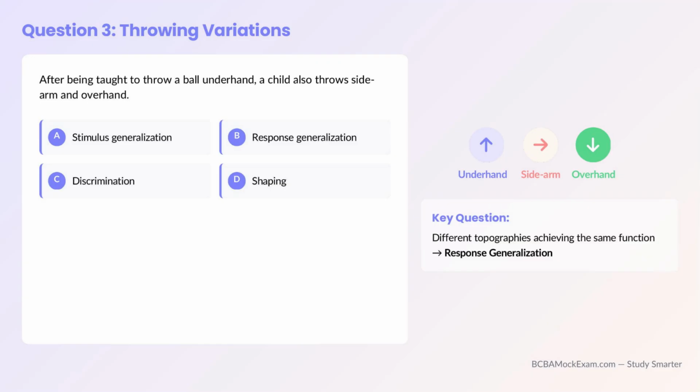Question 3. After being taught to throw a ball underhand, a child also throws sidearm and overhand. What is this an example of? A. Stimulus generalization. B. Response generalization. C. Discrimination. D. Shaping. Different forms, same function. That's your hint. When multiple topographies achieve the same goal, it points to response generalization.